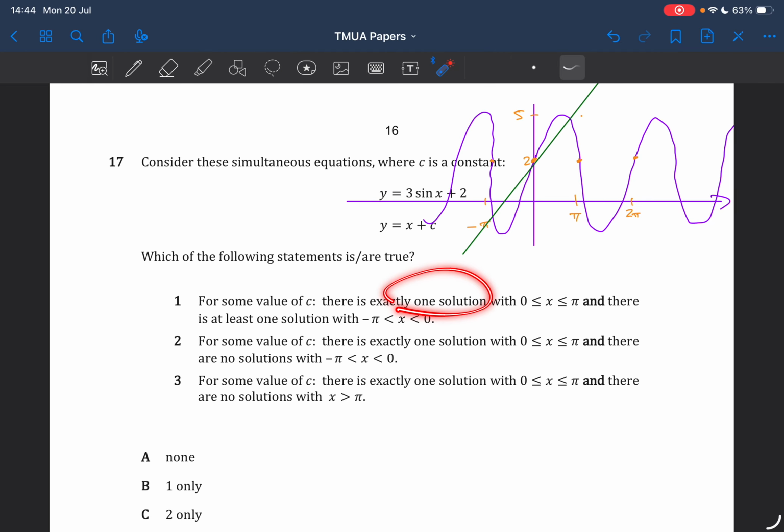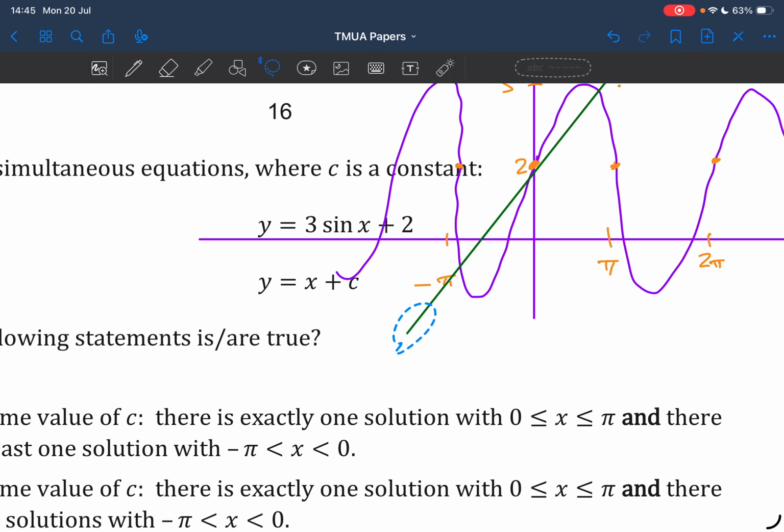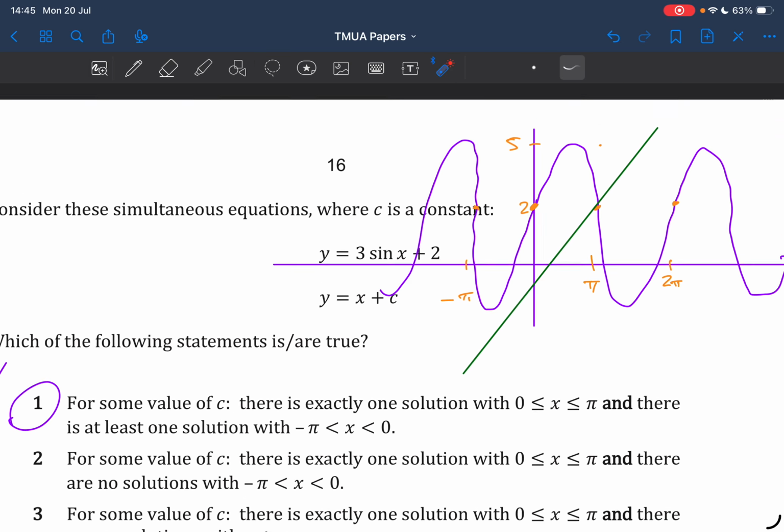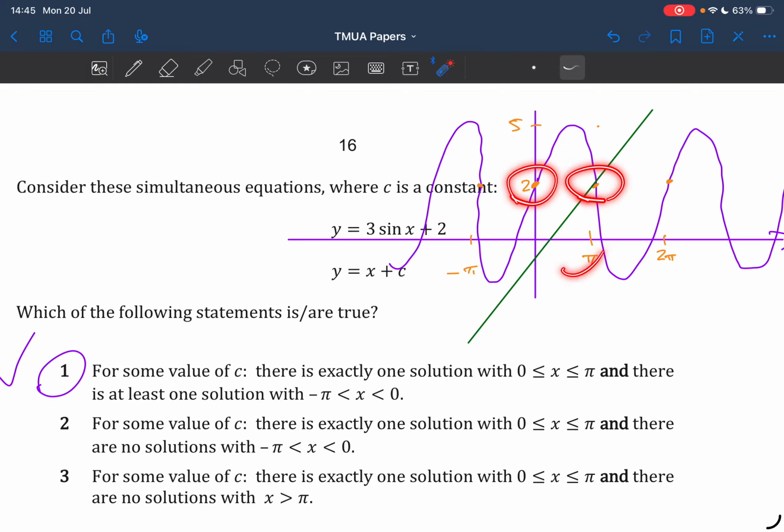So exactly one solution between 0 and pi. We have that. There's at least one between minus pi and 0. Yep. So this one is possible. That's good. The second one is exactly one solution between 0 and pi. Yep. There are no solutions on the left. Can we do that? So is it possible basically to go there? It looks like it, doesn't it? Let's double check though. So if we make it go through at this point, are we allowed to be pi? Sorry, next one. We are allowed to be pi.